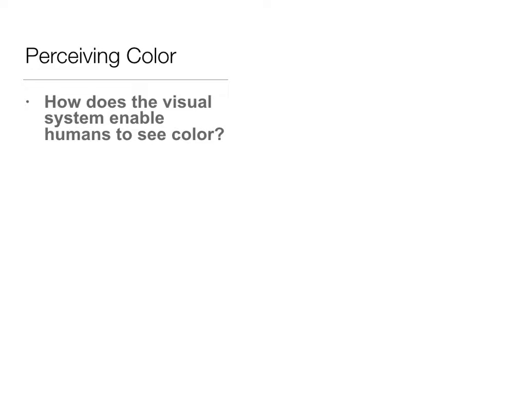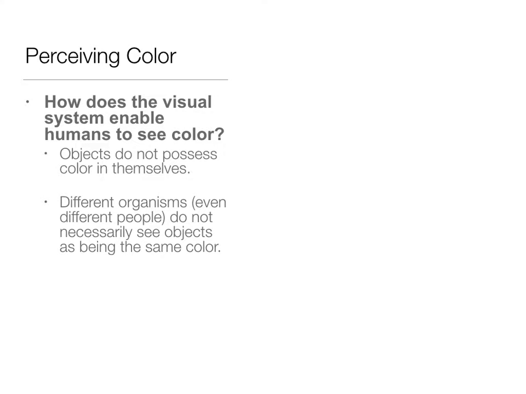So first of all, how does the visual system do this? How do we perceive color? What's interesting is that objects themselves don't actually have color. They're not the things that are colorful. What is happening is that we're seeing color. We're perceiving this. And it's the refraction of the light reflecting off whatever that object is.